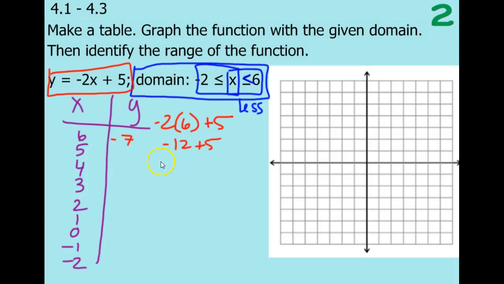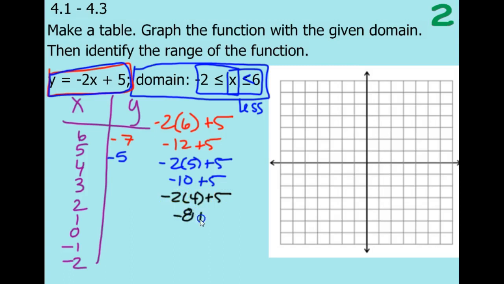Then if we plug in a 5, -2 times 5 plus 5, I'm just using the same equation. Well, -2 times 5 is -10. -10 plus 5 is -5. Then if we plug in a 4, -2 times 4 plus 5, well, -2 times 4 is -8, plus 5 is -3. You might be able to see the pattern.